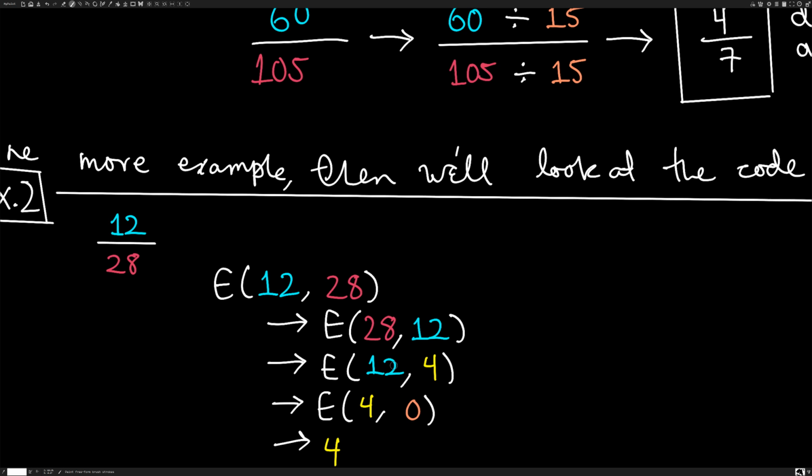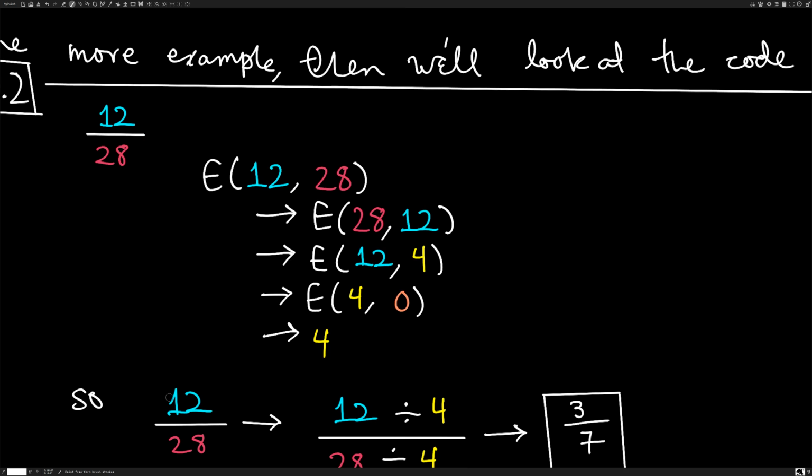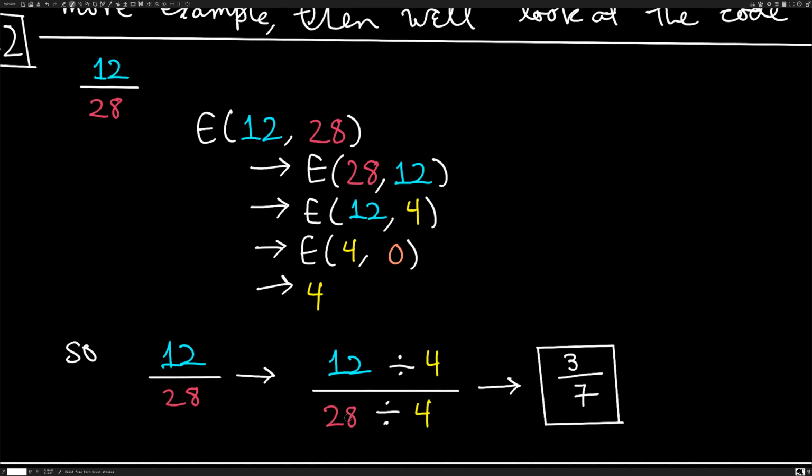Well, 12 is a multiple of 4. So this is the Euclid number of 4 and 0. So the answer is 4. So when we get 12 divided by 28, we do 12 divided by 4 over 28 divided by 4, and so we would store this as 3/7.